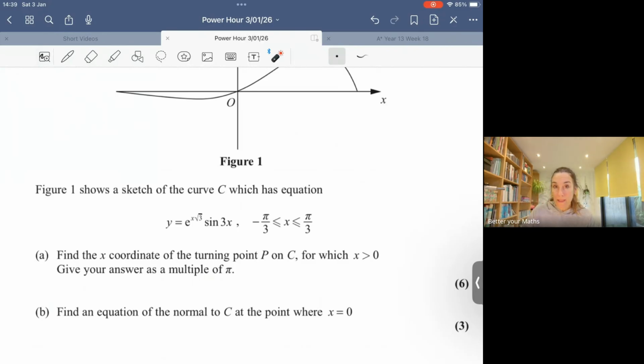How are we going to find the turning point? Derivative equal to 0. You know that. So I'm going to differentiate this function here. We are going to use the product rule, not the chain rule. The chain rule is when I have a function of a function. But if I have a product of functions, what I'm going to do is use the product rule.